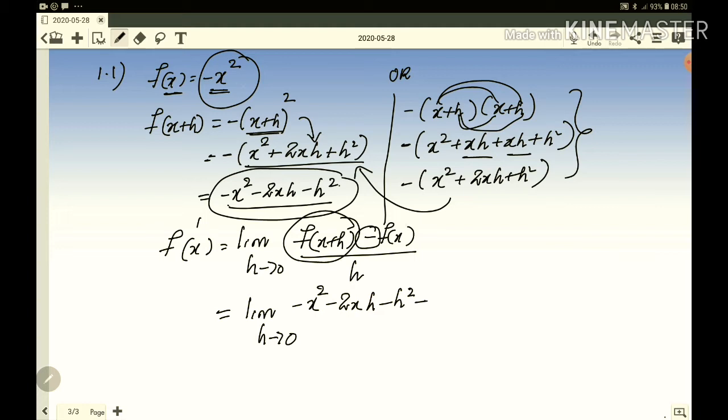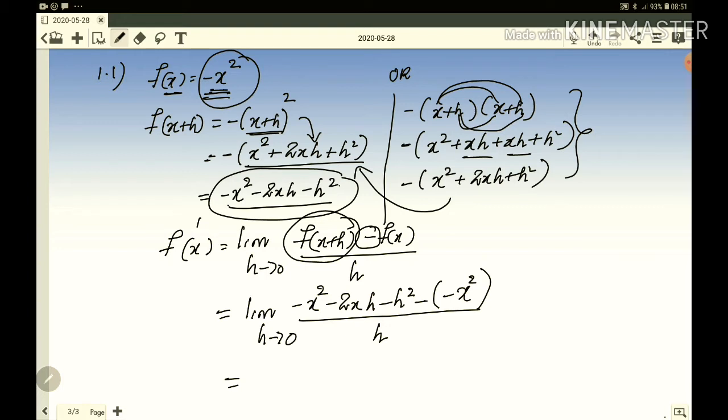Especially if f of x is a negative term like in this question, or has more than one term, you have to use a bracket. That is very important. See, minus x square, or a negative number: if you substitute anywhere, please use a bracket. That will help you a lot. Divided by h.